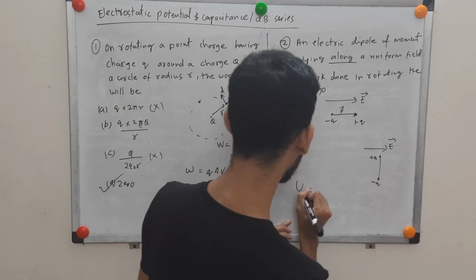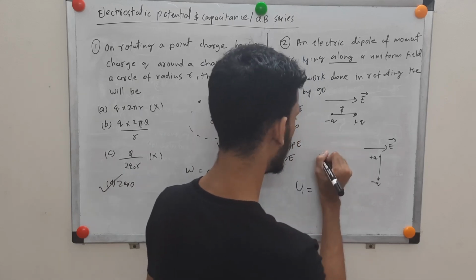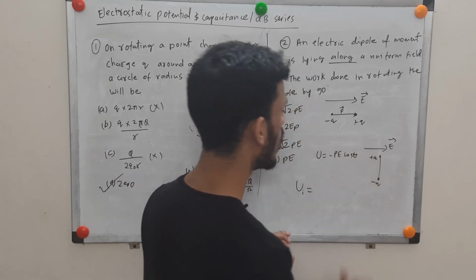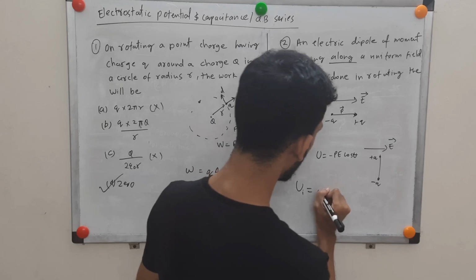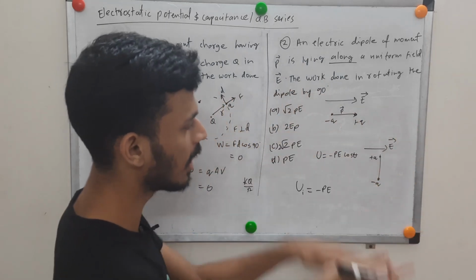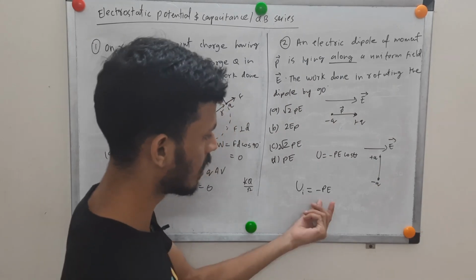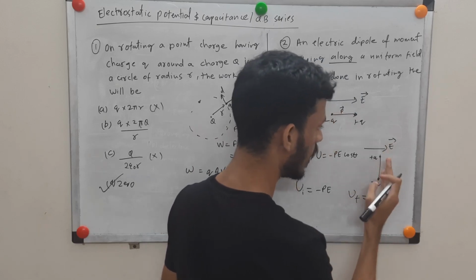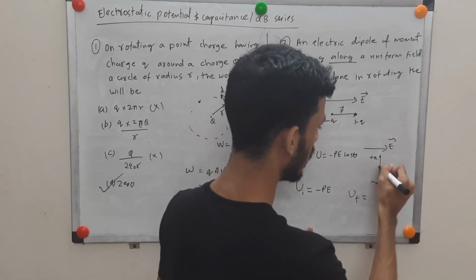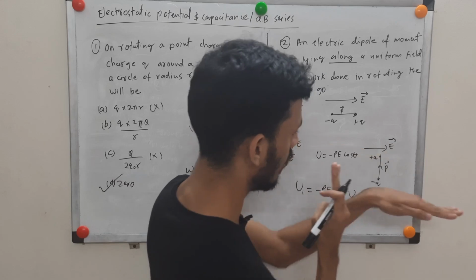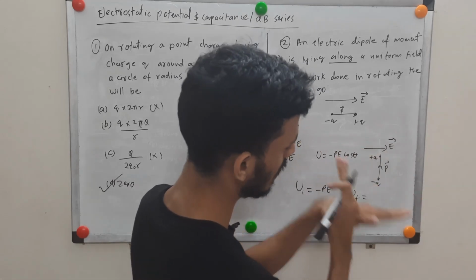So what is the initial potential energy? The potential energy in case of a dipole, by the way, is given by minus pE cos theta. Initially, it is minus pE, since both are in the same direction and theta is 0. So this is the initial potential energy. What is the final potential energy? Here theta is 90 degrees, so the dipole moment is negative to positive and the electric field is like this, with a 90 degree angle between them.